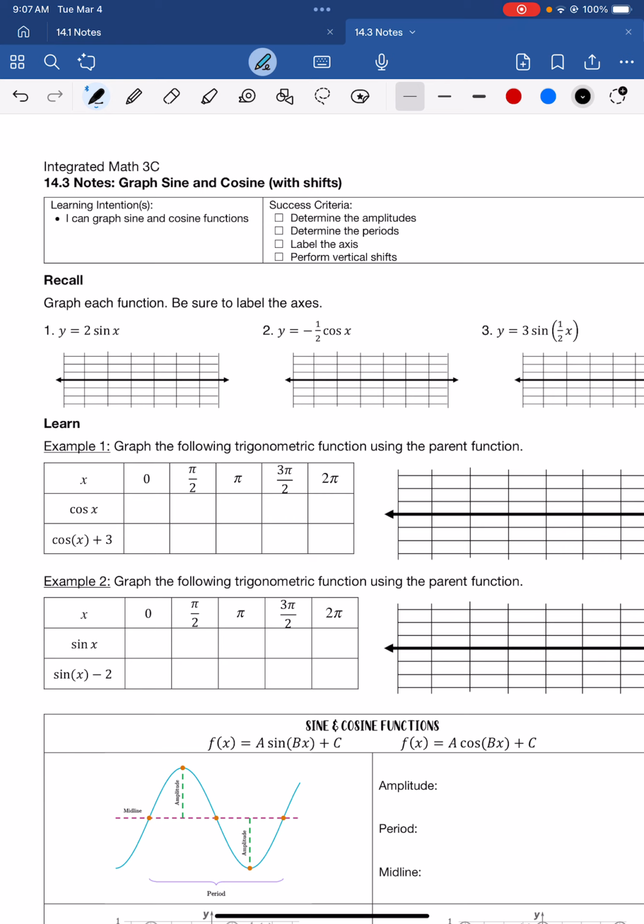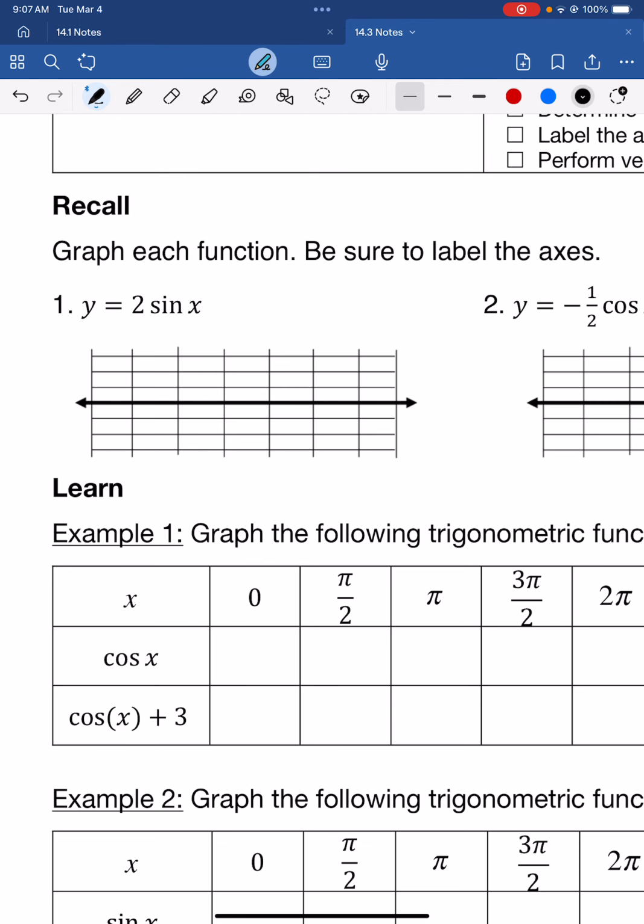Today we've got 14.3, so we're going to be graphing sine and cosine just like yesterday, except today we're going to have some shifts. So our graphs are going to move either up or down, depending on a couple different things. A little warm up here. Let's graph one sine graph.